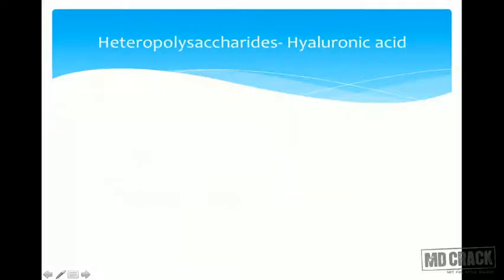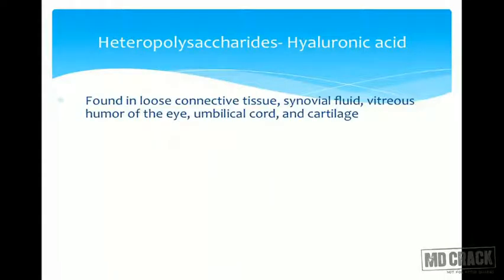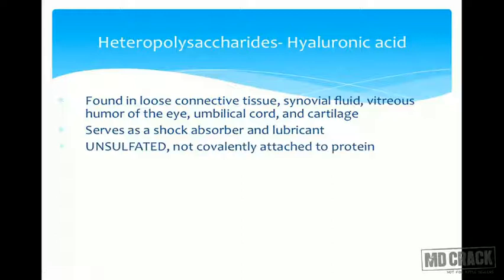What is the importance of hyaluronic acid? It is present in loose connective tissue, synovial fluid, vitreous humor of the eye, umbilical cord and cartilage. It serves as a shock absorber and a lubricant. Again, it is because of its negative charges. It is unsulfated and it is not covalently attached to any protein. That is its most important feature. It is also found in bacteria.